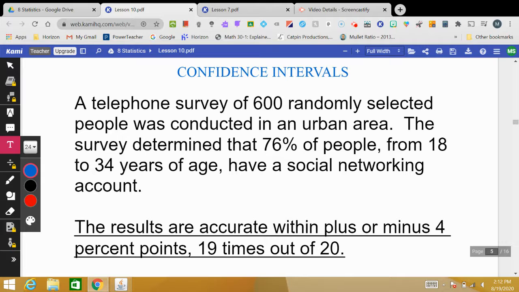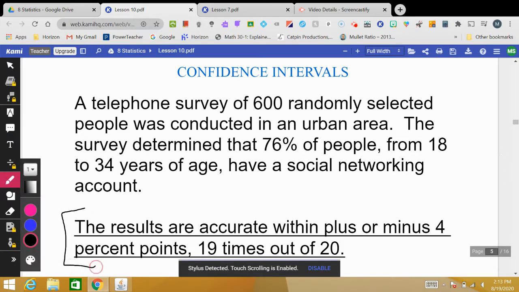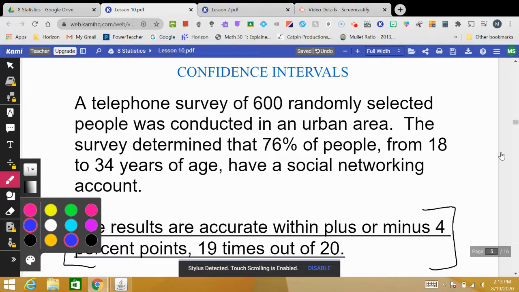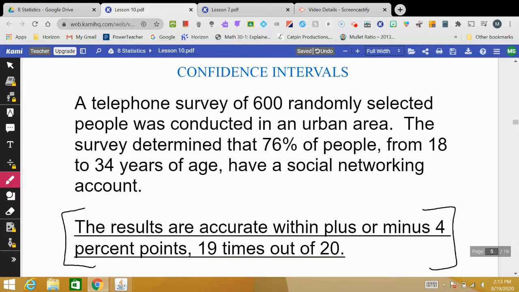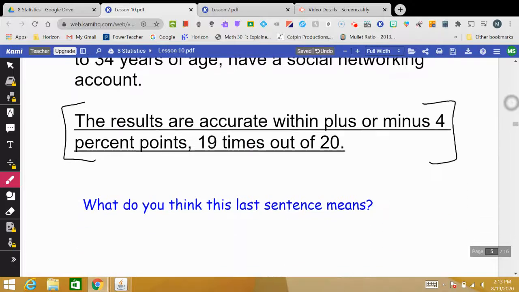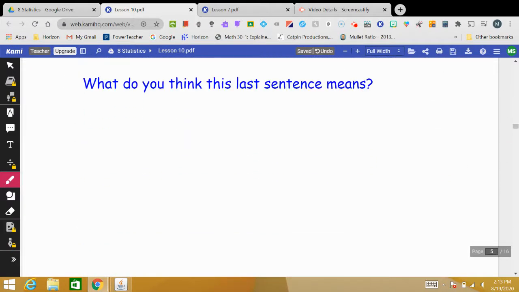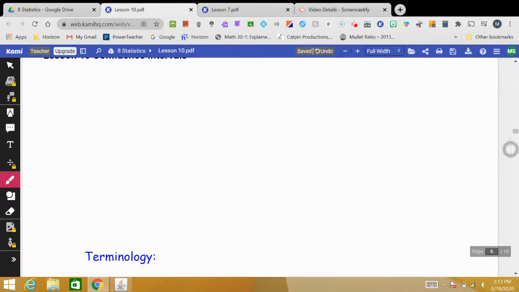The results are accurate within plus or minus 4 percent points 19 times out of 20. So you may have seen this sentence before, and it can be confusing as to what it means. So that's what I want to talk to you about today, is what that sentence actually means. Okay? So we're going to kind of go back and forth. So here's some new words for you.